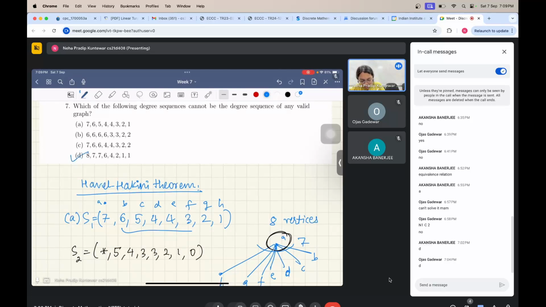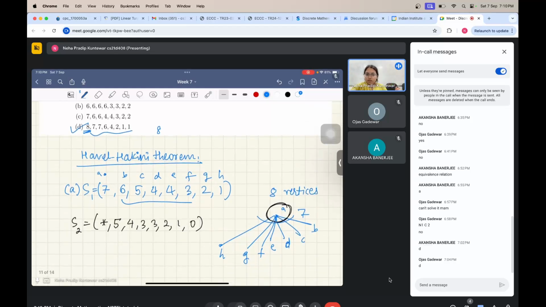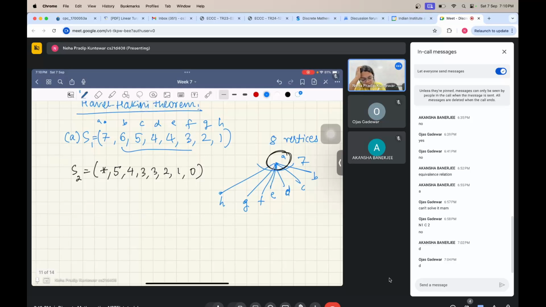That is a very nice observation. So what Ojas is saying is, you have only 8 vertices in this graph, and therefore the maximum degree that any vertex can have is 7. And here clearly the degree of one vertex is 8, which cannot happen. So you don't even go to the Havel-Hakimi theorem. Then and there you can conclude without using the theorem. So that is a good observation. I'll talk about some other attempts after we go through how to apply the Havel-Hakimi theorem.